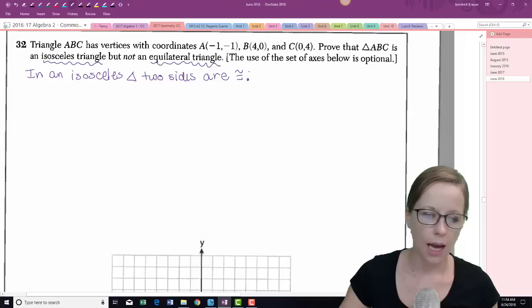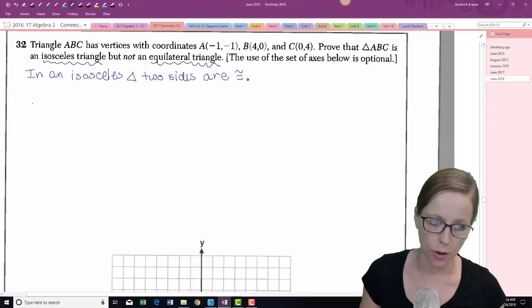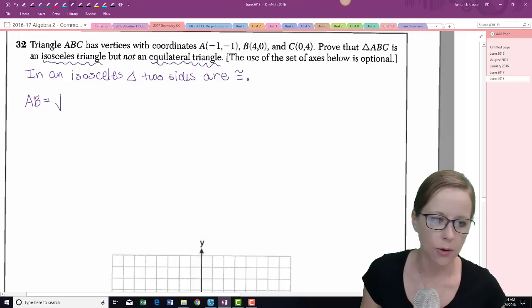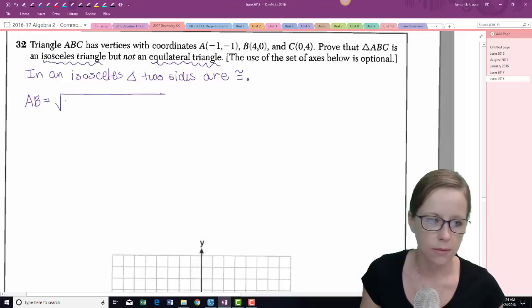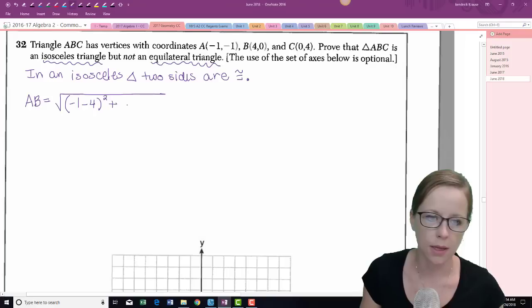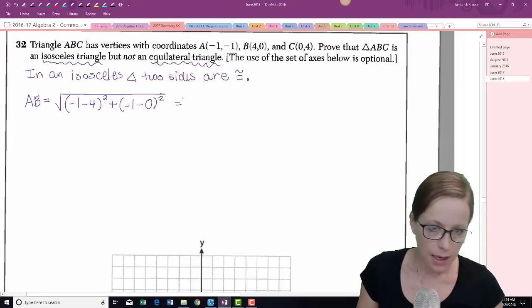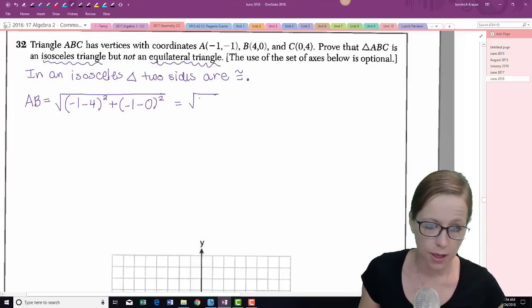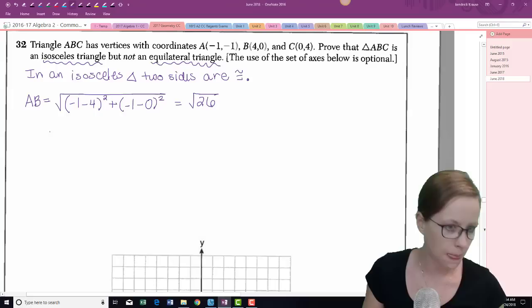So, in an isosceles triangle, two sides are congruent. So I'm going to do the math. In order to find congruent sides, I'm going to use the distance formula to find the length of each of these. So AB is equal to the square root of -1 minus 4 squared plus -1 minus 0 squared. And just trust me that that turns out to be 26 underneath there.